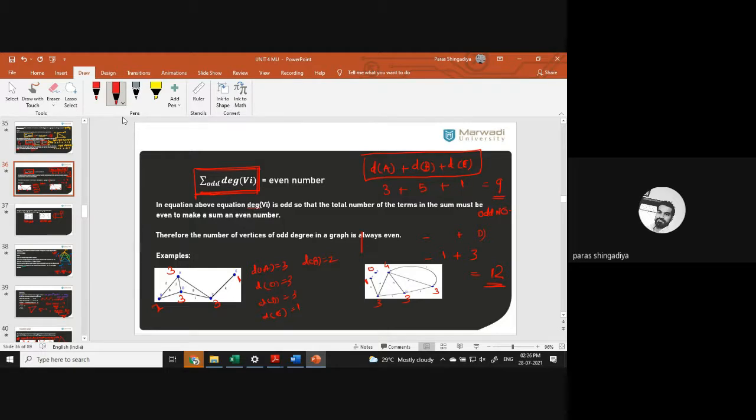Okay, so the number of odd vertices must be even to get its sum as an even number. That is your conclusion and that is the required result. The above equation is even, so the total number of terms, the total number of vertices in the sum, must be even to make the sum an even number. And therefore the number of vertices of odd degree in a graph is always even. That's the proof. Okay, so complete it in your book.